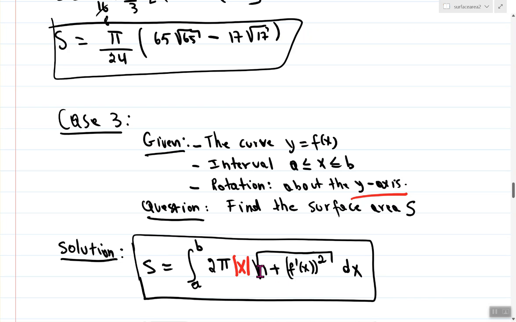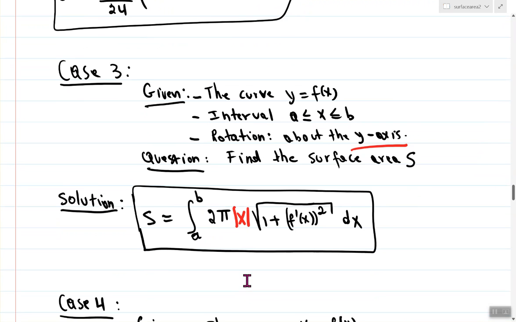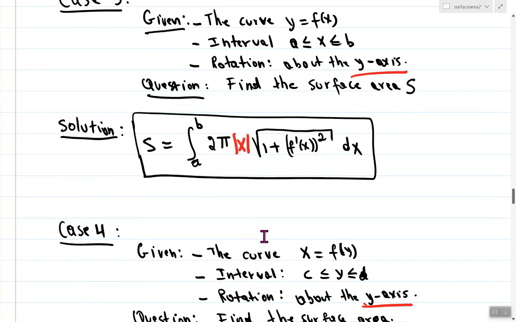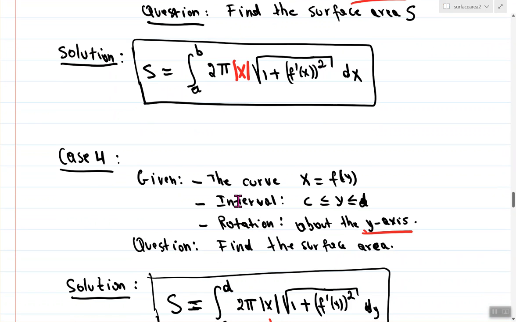And the arc length is still the square root of 1 plus f prime of x squared dx. So that's the arc length element. Since x is between a and b, we know we're going to integrate from a to b. So that's the formula for case 3. Then case 4, I will explain.